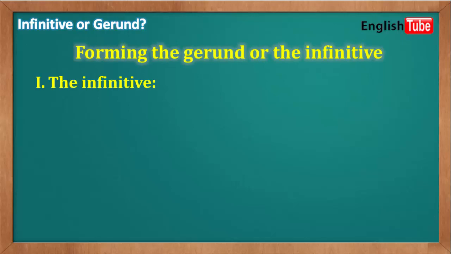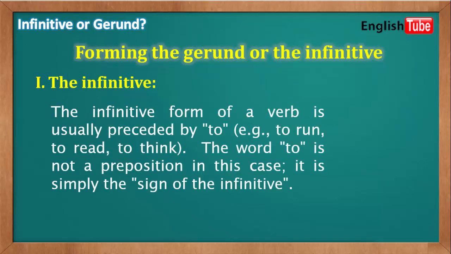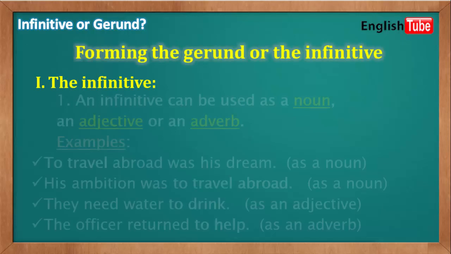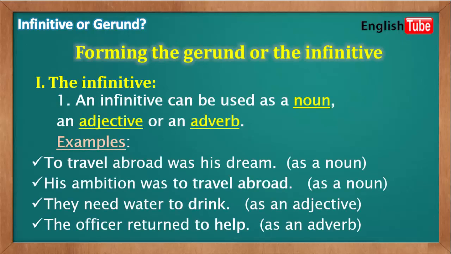And number one right now, the infinitive. So the infinitive form of a verb is usually preceded by to. It means to plus the verb base. For example, to run, to read, to think, to travel, to like, and so on and so forth. So the word to here is not a preposition. It's not a real preposition. In this case, it is just the sign of the infinitive. Okay? Good. Let's see right now the following points.